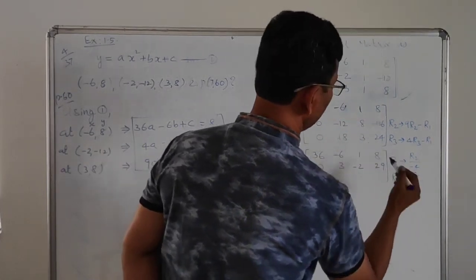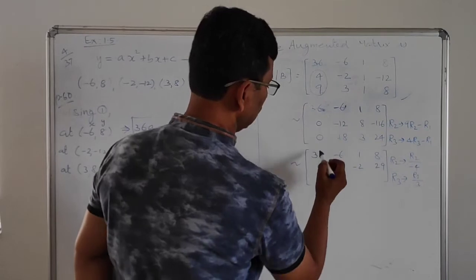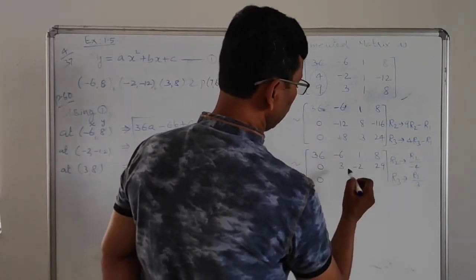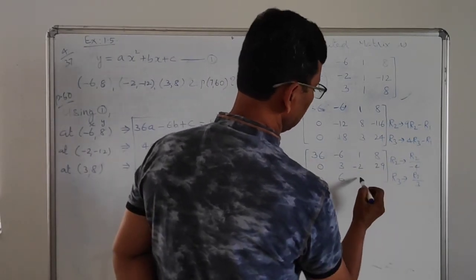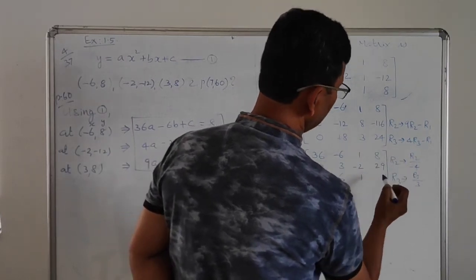R3, all are multiples of 3. Therefore you can divide by 3. This gives 0. 18 by 3 gives 6. Then 3 by 3 gives 1. Then 24 by 3 gives 8.